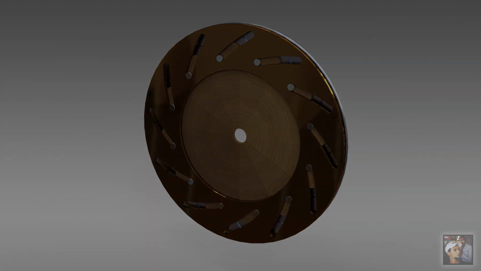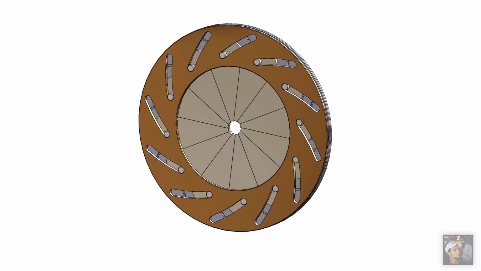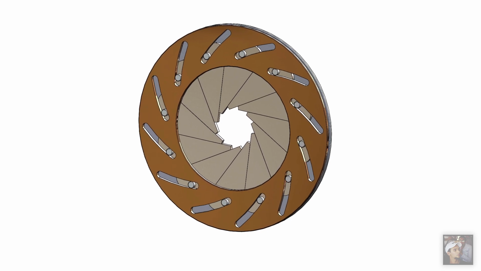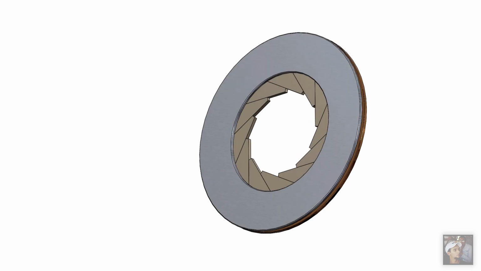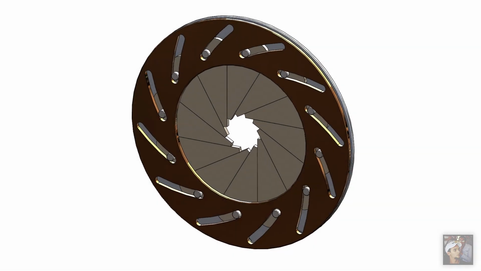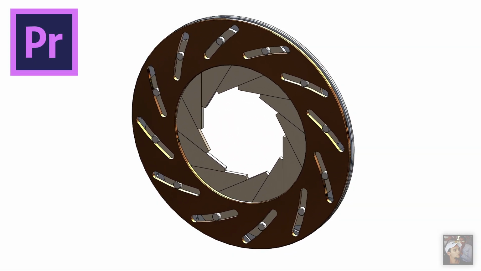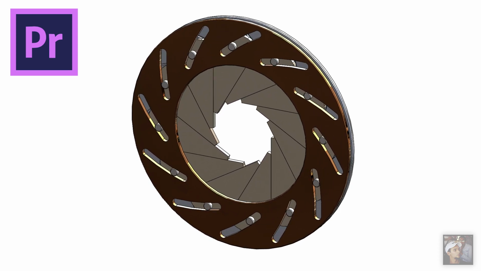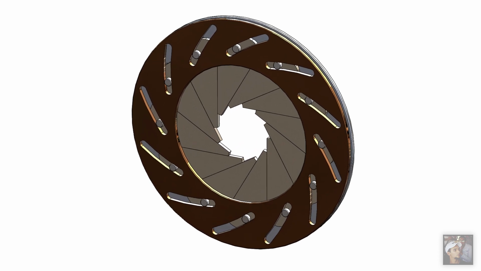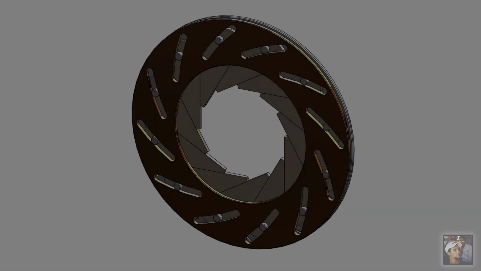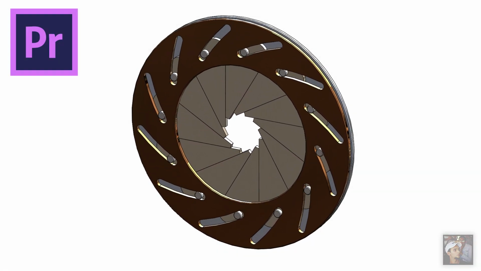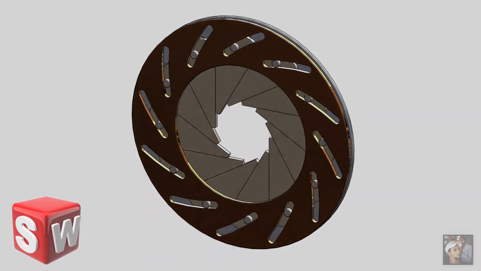Hello everybody and welcome. In this tutorial, I will create a simple iris mechanism animation, and I will make it reflected using Adobe Premiere, as you see here. By the end of this video, you will be able to do that by using SolidWorks Motion Study and then import it into Adobe Premiere. So now let's start.